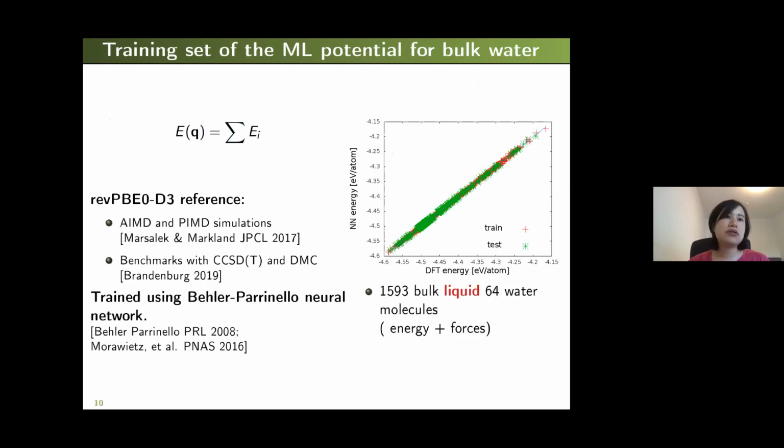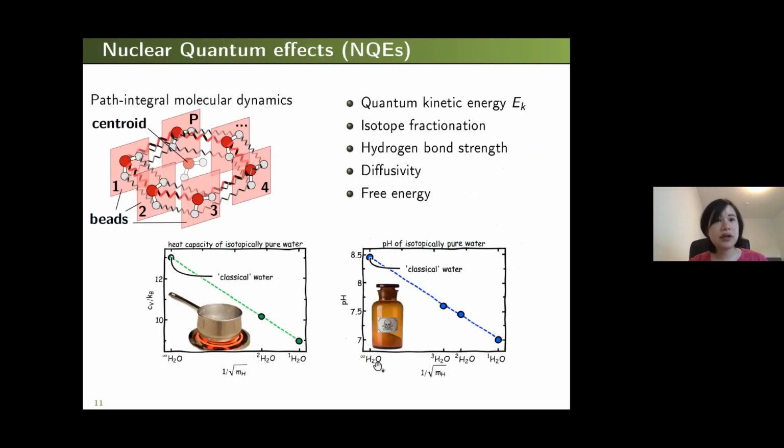We first train a machine learning potential using the methodology that I described earlier. And here I just want you to make a small mental note about what we put in our training set. In our training set, we have about 1,500 bulk liquid water configurations. And I'll come back to this point a little bit later.